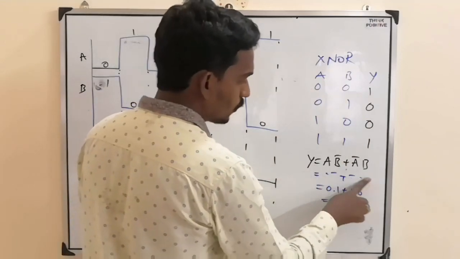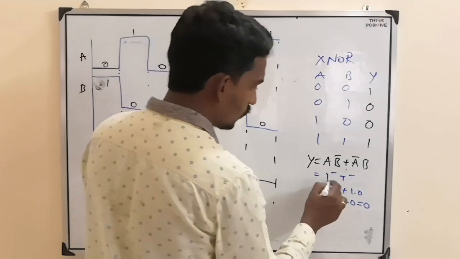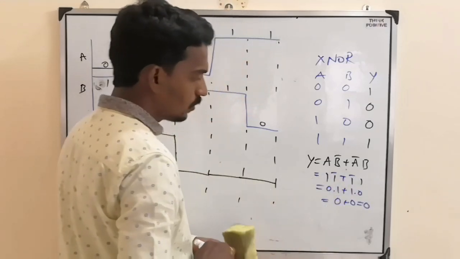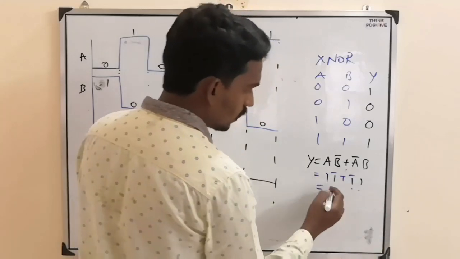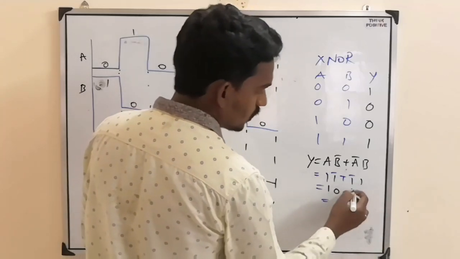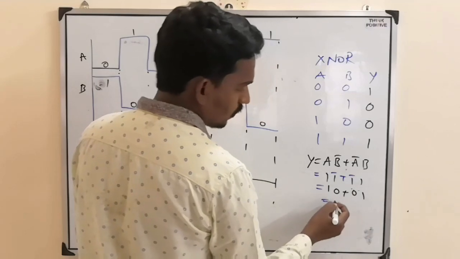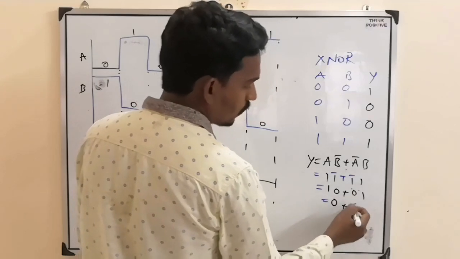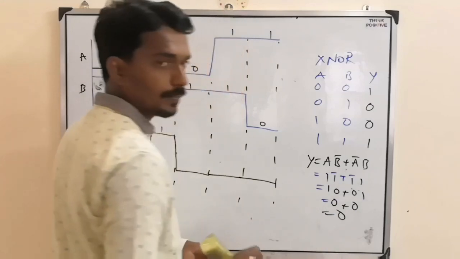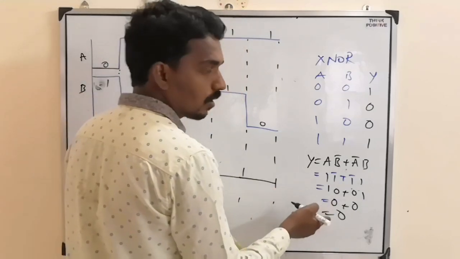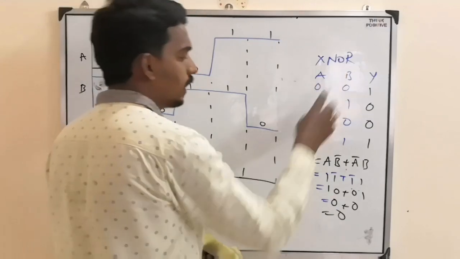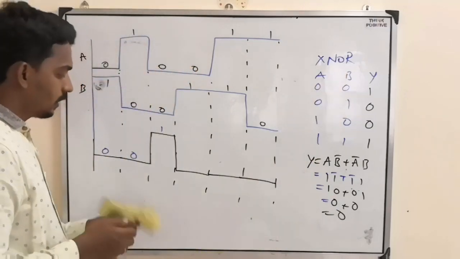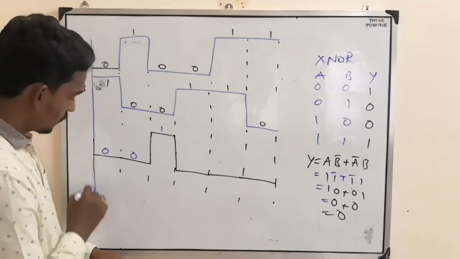Similarly, you take 1 1. So for 1 1, it will become 1 0 and 0 1, so 1 into 0 is 0, 0 plus 0 is 0. But this is for XOR. For XNOR, 0 will become 1. So this way, if you know the truth table, then see here.